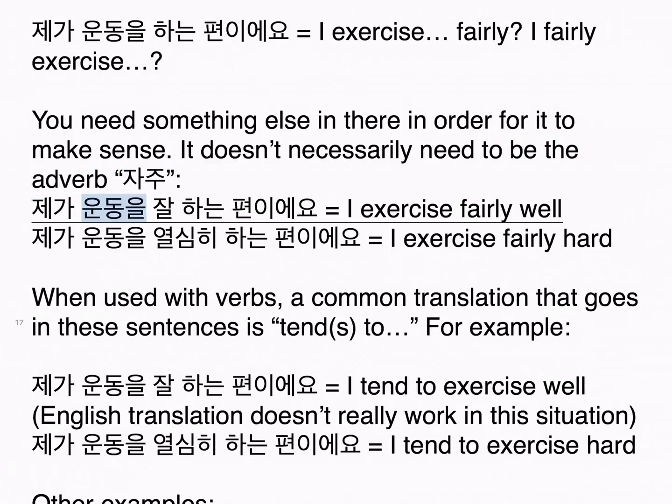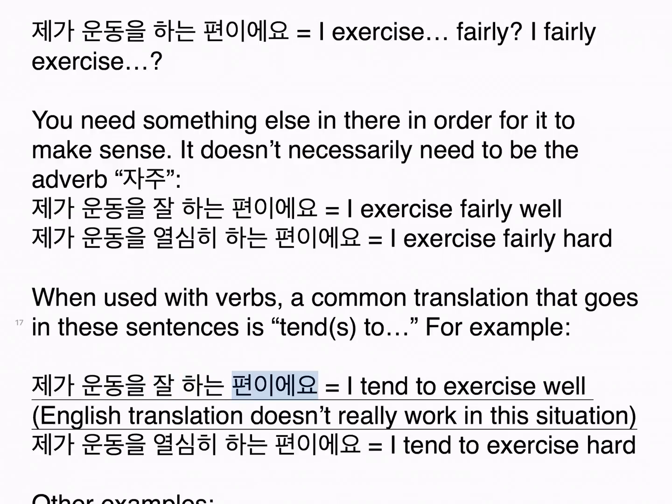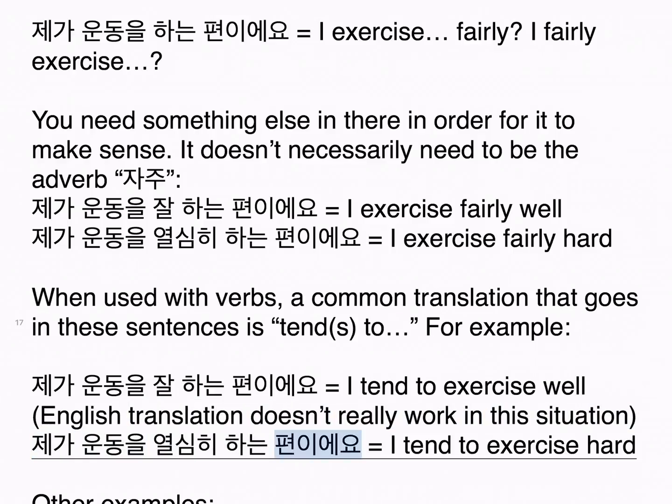자주. 제가 운동을 잘 하는 편이에요. I exercise fairly well. 제가 운동을 열심히 하는 편이에요. I exercise fairly hard. When used with verbs, a common translation that goes in these sentences is "tend to." For example, 제가 운동을 잘 하는 편이에요. I tend to exercise well. The English translation doesn't really work in this situation. 제가 운동을 열심히 하는 편이에요. I tend to exercise hard.